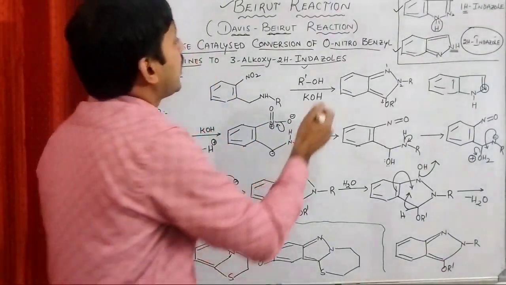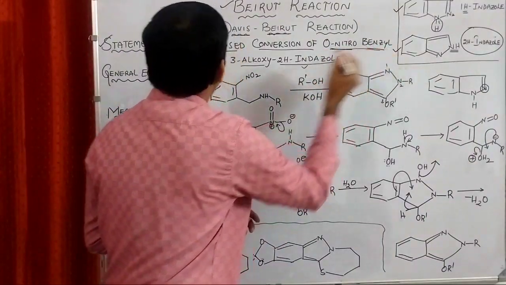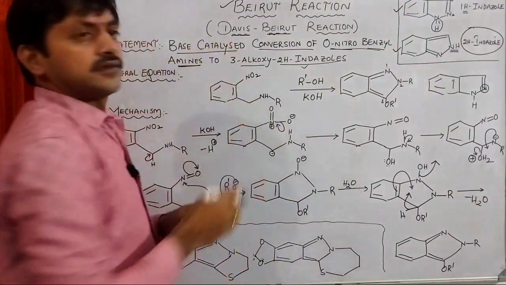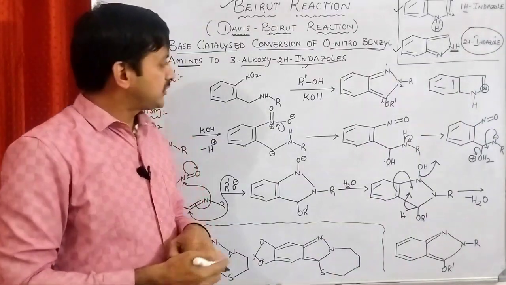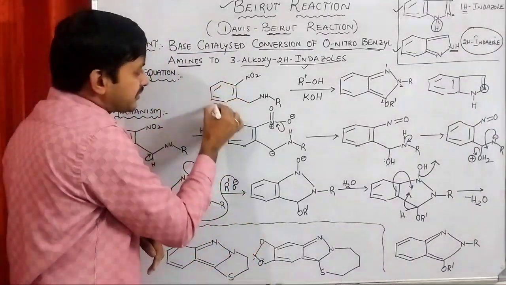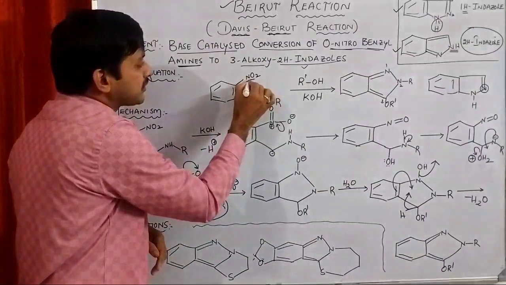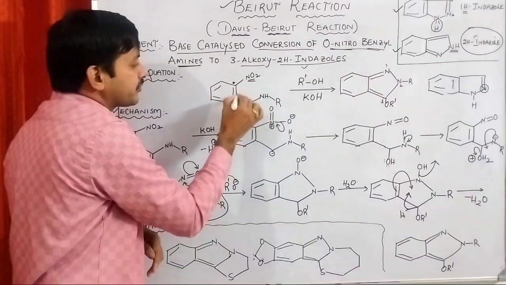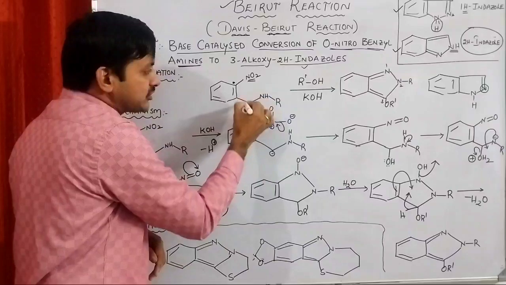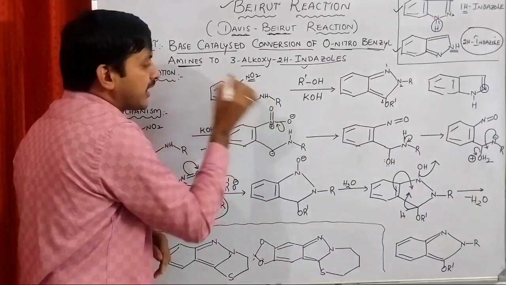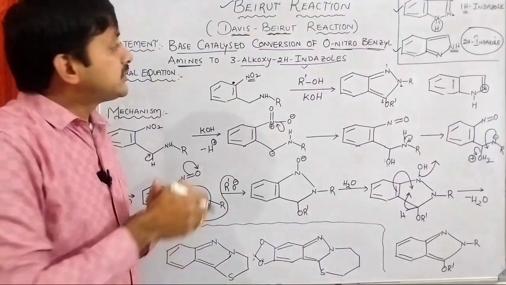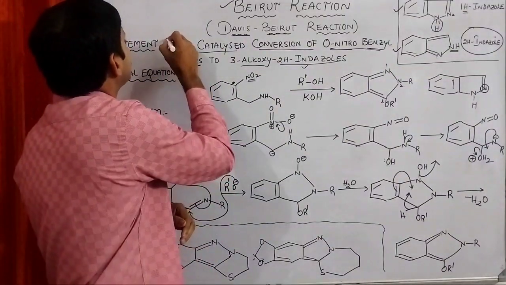In order to synthesize the 2H indazole derivatives, we need to take the reactants. Those are what? Ortho-nitrobenzyl amines. Nitrobenzyl amines must be the reactants. See this one? This is the benzene ring. If you see the position, this is ortho position or not with respect to this particular benzyl group. So this is ortho-nitrobenzyl amine.